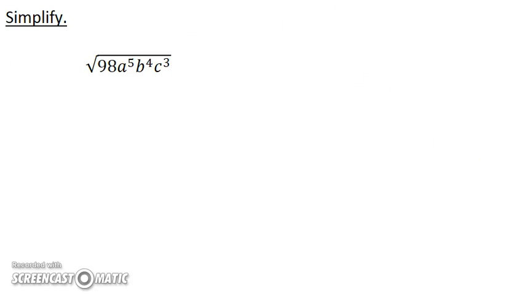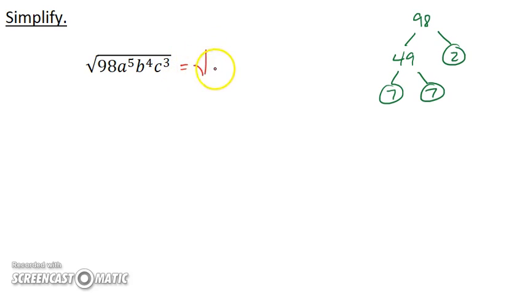Here's another one to look at. We've got 98, a to the 5th, b to the 4th, c cubed, and we want the square root of that. So I'll start with a factor tree on 98. I happen to know that that's 49 times 2. And 49 can be broken down into 7 times 7, and 7's prime. So what do I have? Well, I've got 7 times 7 times 2. I'm going to try not writing out all the variables this time, but I've got a to the 5th, b to the 4th, and c cubed.